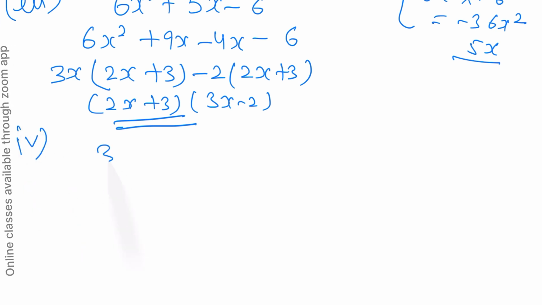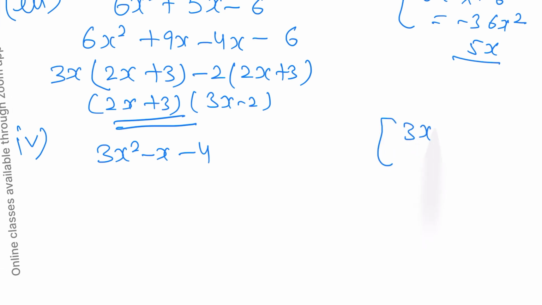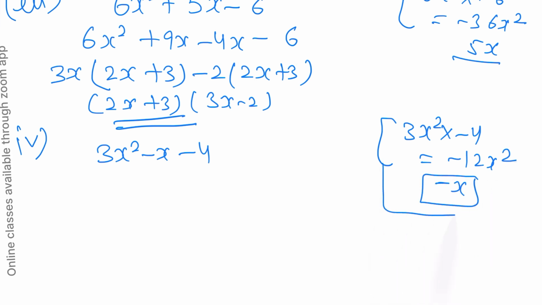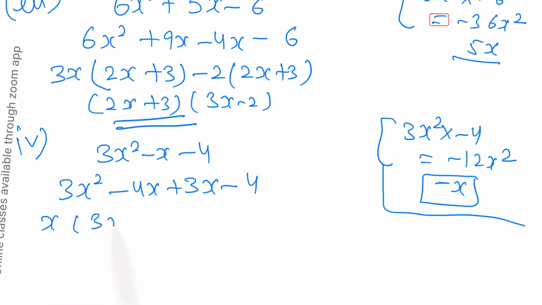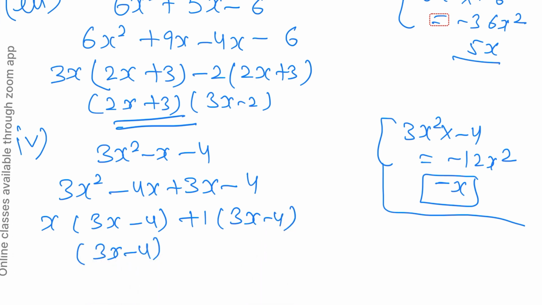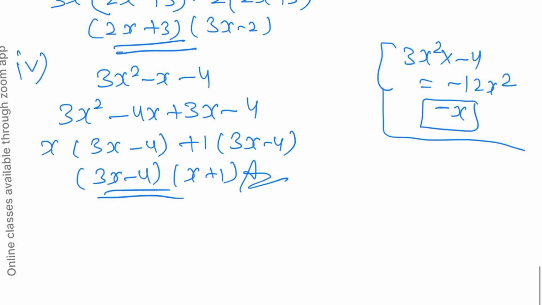Next part is 3x square minus x minus 4. Now we need the product of 3x square and minus 4, so it is minus 12x square, and we need the sum as minus x. So it is 3x square minus 4x plus 3x minus 4. Taking common x from the first two, 3x minus 4, and from the last two plus 1, so 3x minus 4. Throughout, 3x minus 4 is common and we remain with x plus 1. So these are the factors of this given polynomial.